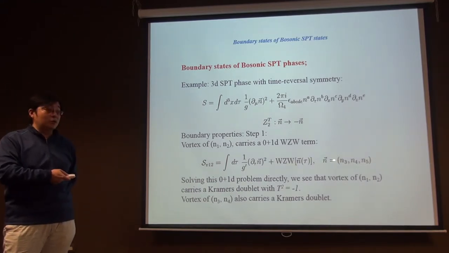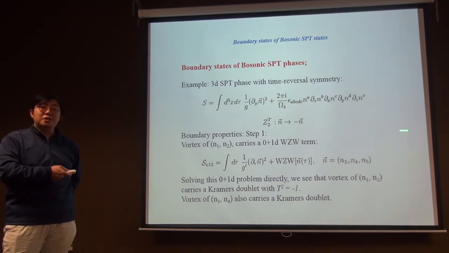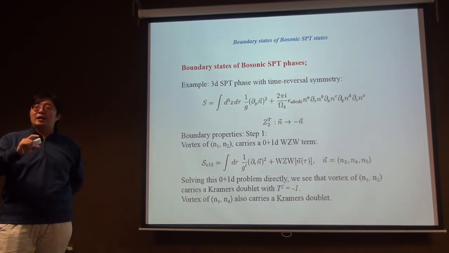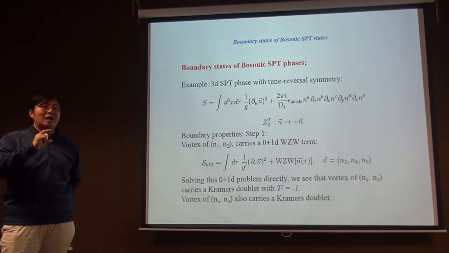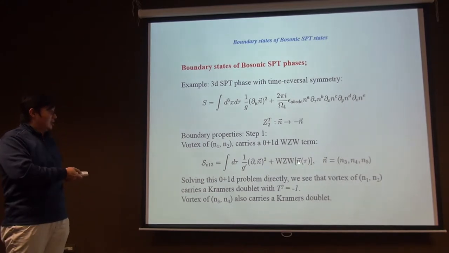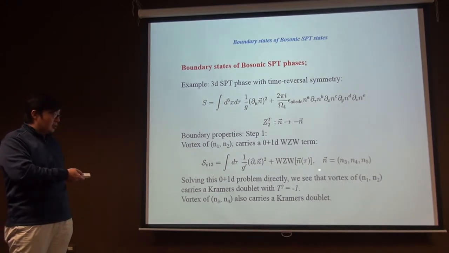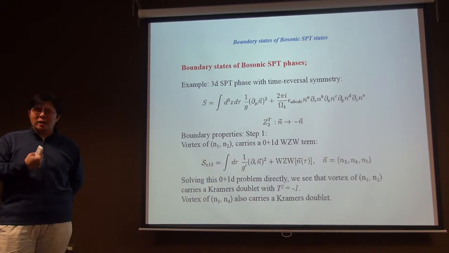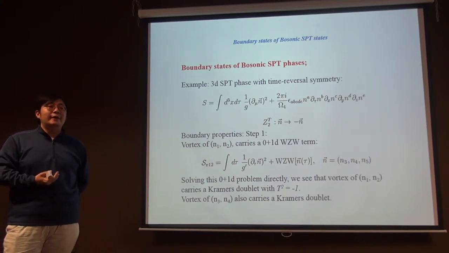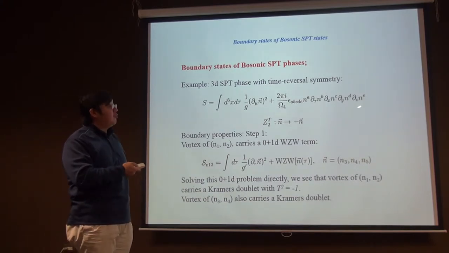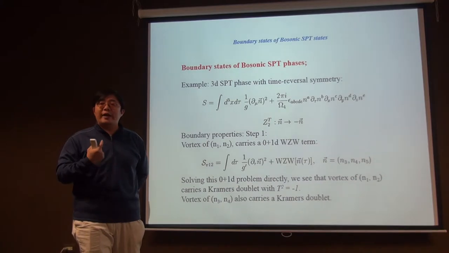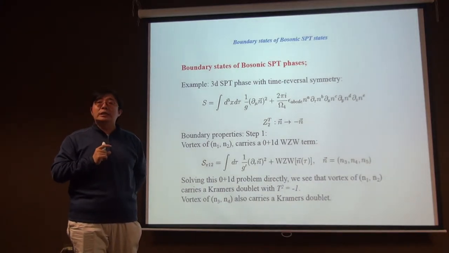And we already know how to solve this theory. This theory will give you a doublet, and it's a Kramers doublet. It means that under time reversal transformation, this theory will change sign, like T squared equal to -1. It means that at the boundary, the vortex of n1, n2 will carry a Kramers doublet.